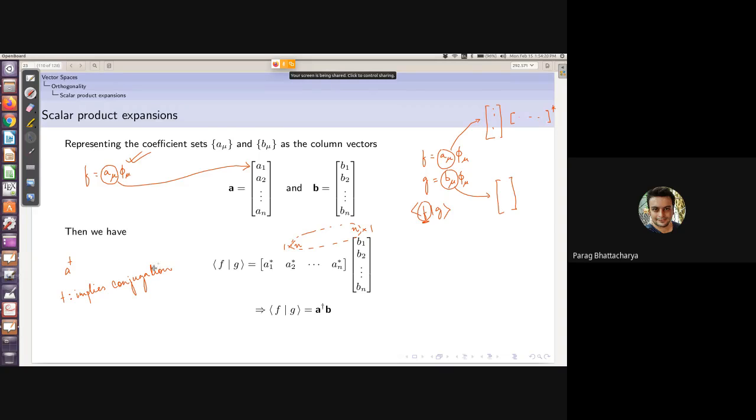Conjugation and transposition. Do you remember the dagger symbol? This dagger symbol. What does this mean? It means conjugation and transposition. So suppose I have something like this.